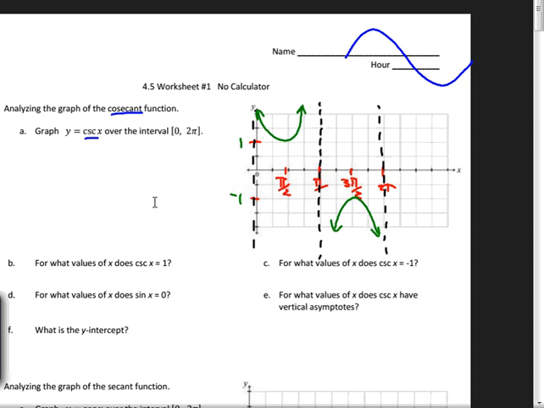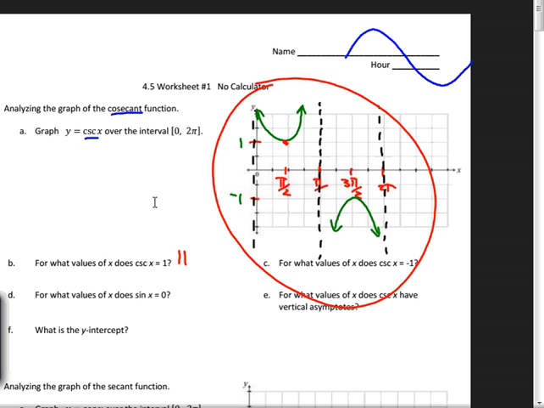Okay? For what values of x does cosecant of x equal 1? Sounds complicated, but it's just asking, when in this whole graph is the function, which is the green one, equal to 1? I see it right there. Boom. That's a place where it's equal to 1. What is that? Pi over 2. That's a value of x, right? These are all x values in my chart, all of these.